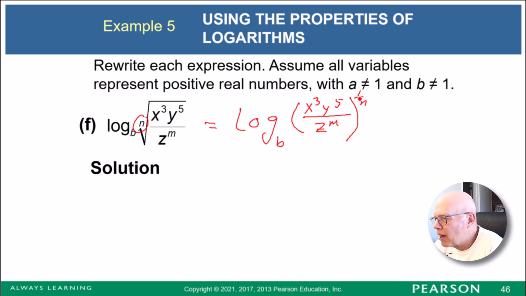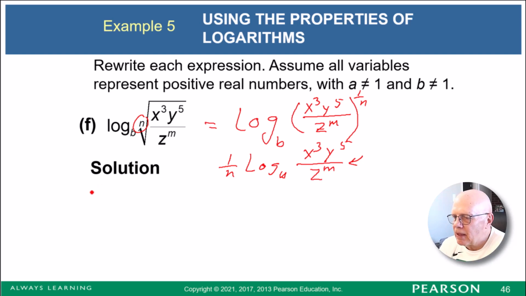Now we've got power to a power. How do we work with that? Well, we can bring this 1 over n out front. So 1 over n log base b, and we've got x cubed on the top along with y to the 5th and z to the m power on the bottom. Now we've got division going on, so that means we're going to be subtracting exponents. So we'll go back here so we have some room. 1 over n.